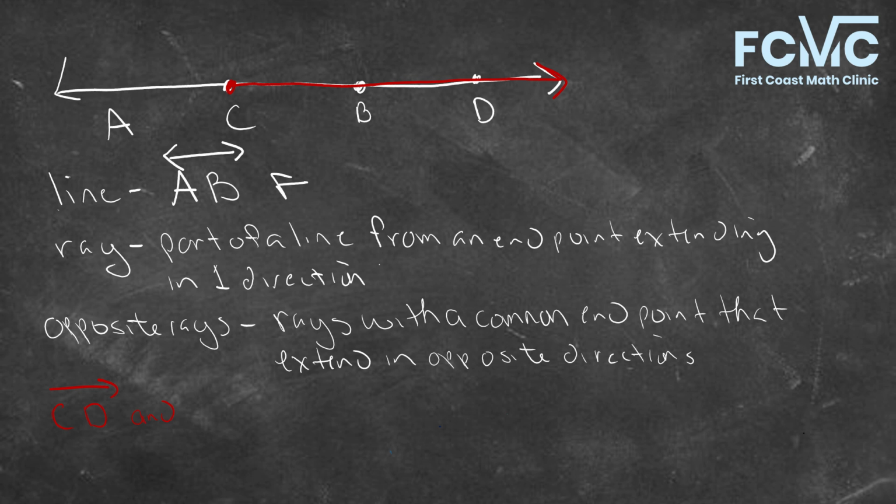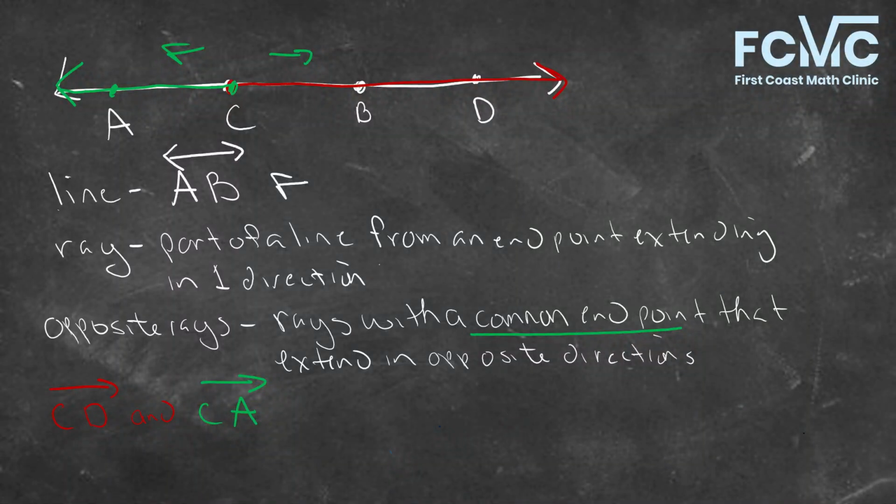And so what's the opposite ray? We want a ray with the same endpoint, so a common endpoint. So we're going to share that endpoint C and extend in the opposite direction. Our ray in red heads to the right, so we want to go to the left. This is our ray. Put that point A back in. So CA is our ray. So we have opposite rays CD and CA.